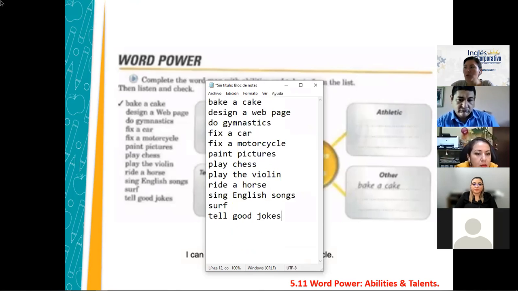¿Hay alguna pregunta con el vocabulario, chicos? Questions about the vocabulary? Fix is de reparar? Reparar. It's correct. Okay, gracias. You're welcome.